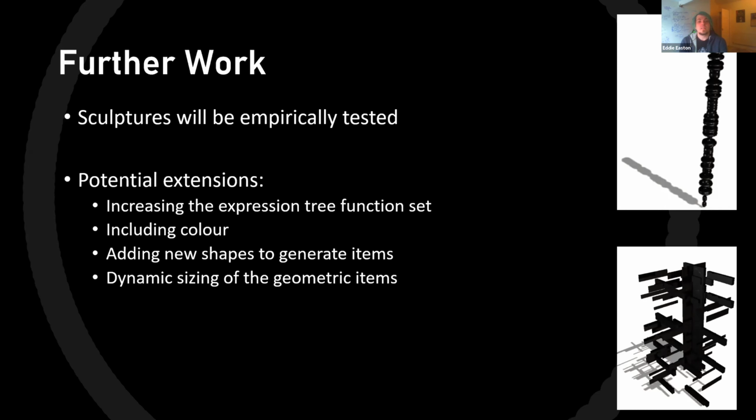There are a lot of potential extensions we can also add. If we're thinking about trying to create art with this process, which is exactly its intention, there will be extensions such as increasing the expression tree function set and implementing calculations for color of the items. And as we can see in the examples on the right hand side, we can use different geometric shapes to render the items, which changes the visual properties of the rendered sculptures entirely. We can also add additional calculations to dynamically size the items, and that again changes the visual characteristics of the items that are generated.